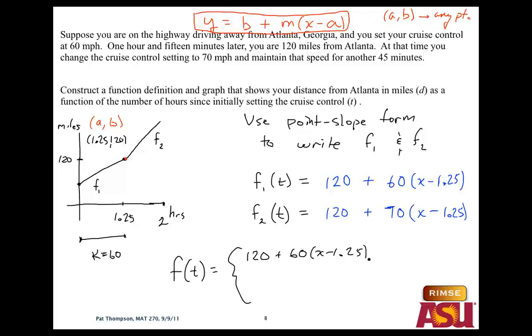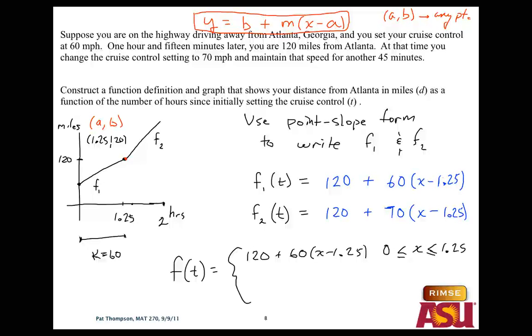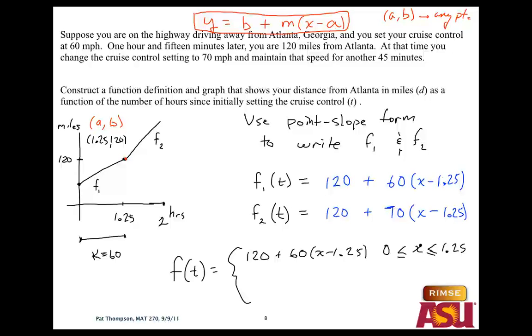Now we have to specify that this line goes on forever in both directions. We have to specify what part of that line we want, kind of like our graphing calculator assignments. So we want x to start at 0 and go to 1.25. That's how we specify. We've got that line, f1, and we only want the part of it that starts at t equals 0 and ends at 1.25.